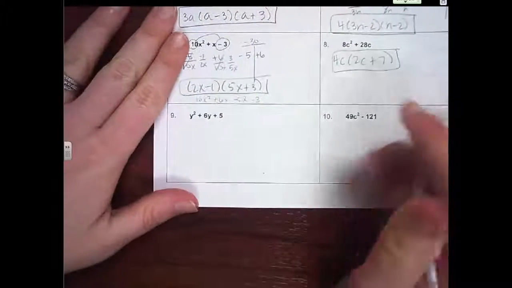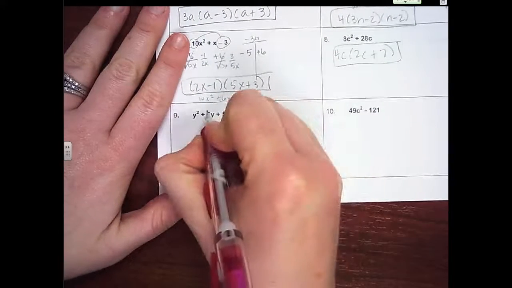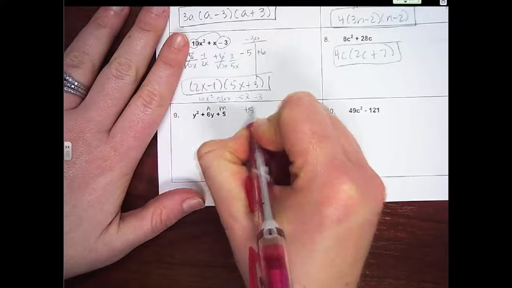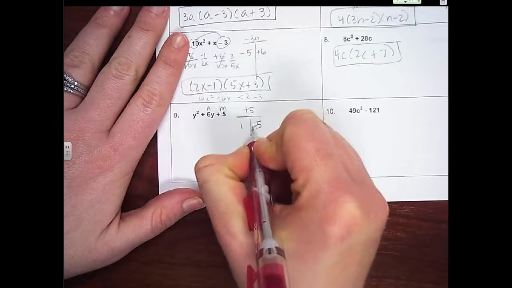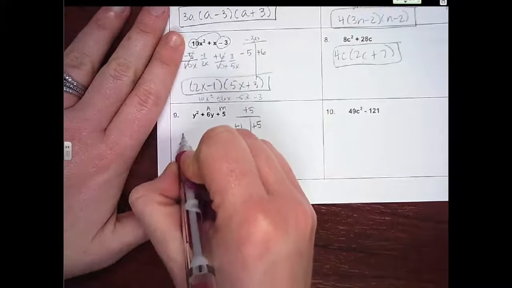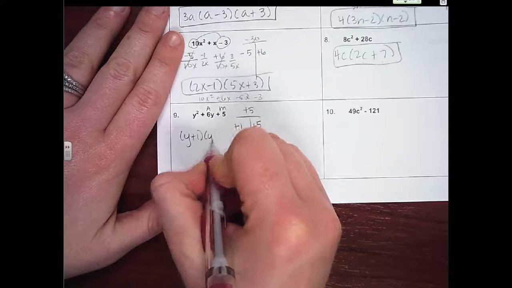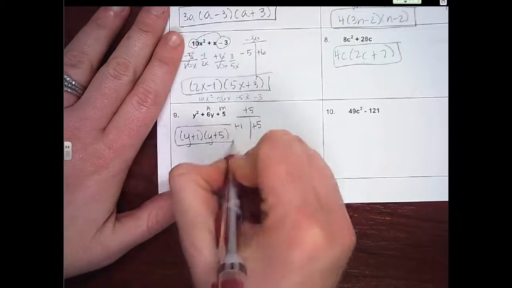Number 9, no GCF. No number in front, so I can go straight to this. Factors of 5 are 1 and 5, and in order to get 6, it would be positive 1 and positive 5. So y plus 1, y plus 5.